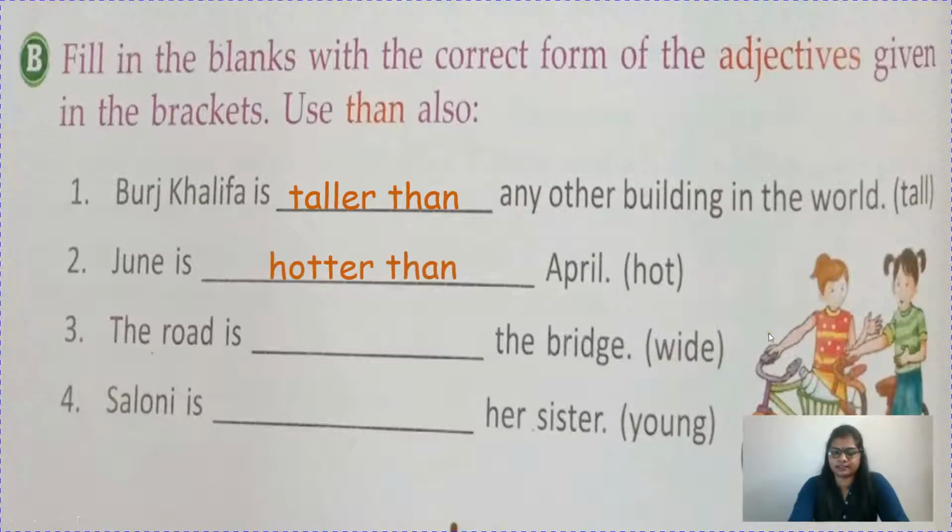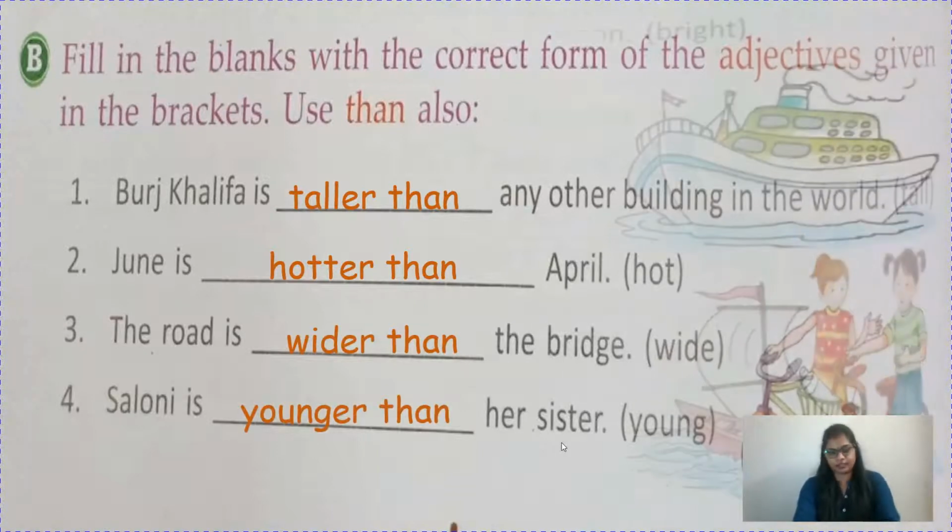The road is dash than the bridge. Then you have to write than here. So what is the comparative degree of wide? Wider. The road is wider than the bridge. Saloni is dash than her sister. So the comparative degree of young is younger. So you will write younger than.